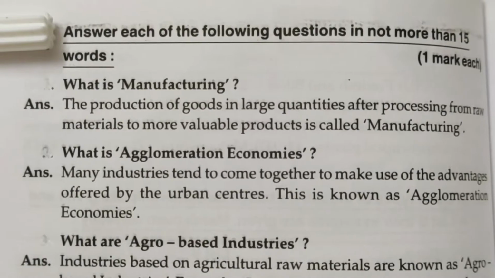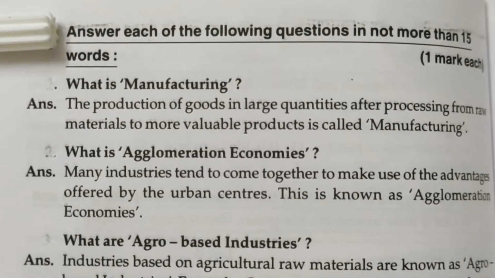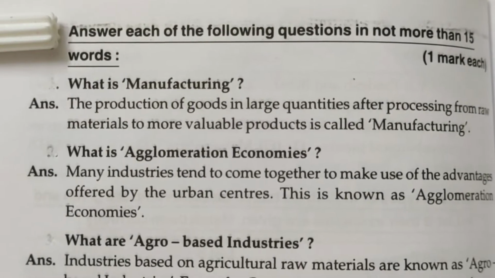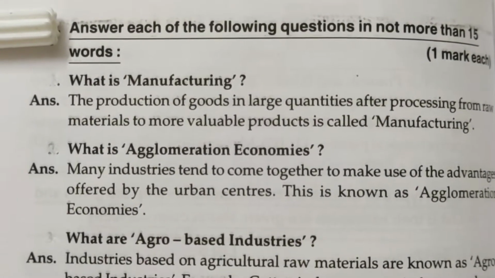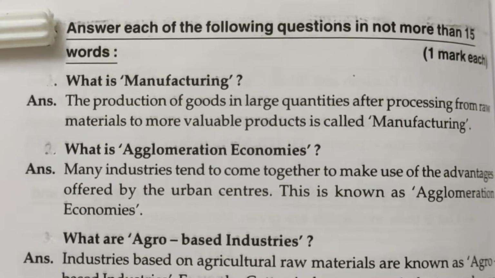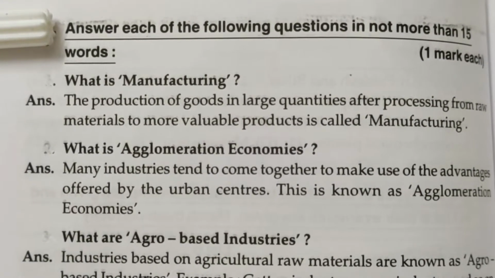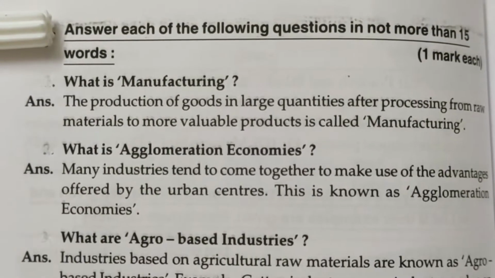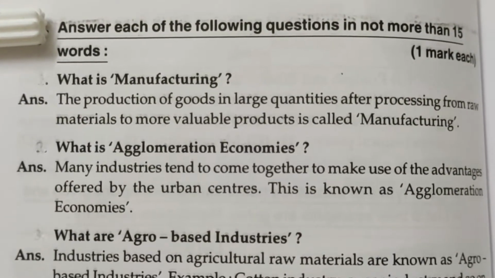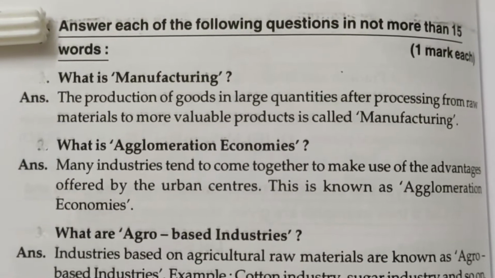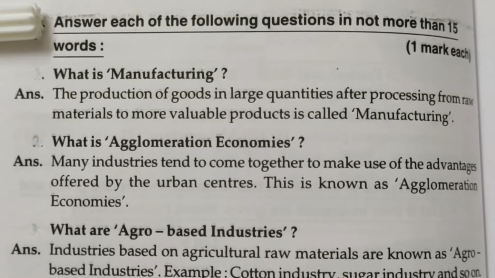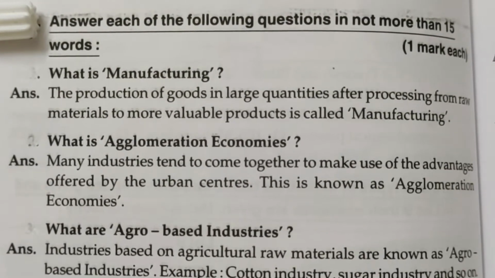Now let us go through some question answers. Answer each of the following questions in not more than 15 words. What is manufacturing? Answer: the production of goods in large quantities after processing from raw material to more valuable products is called manufacturing. What is agglomeration economies?